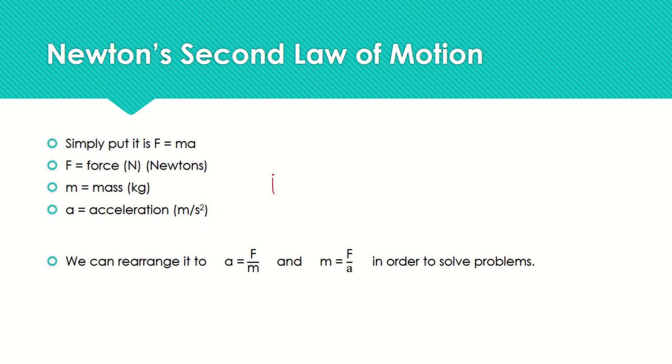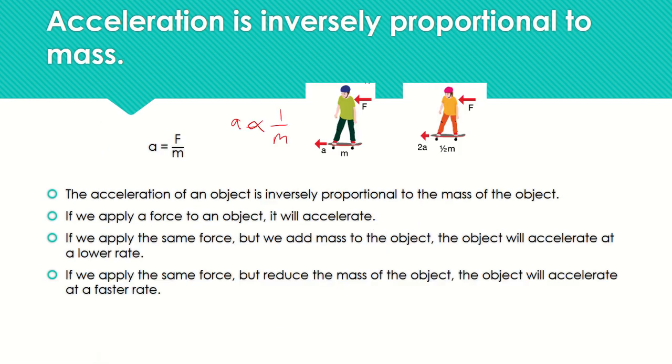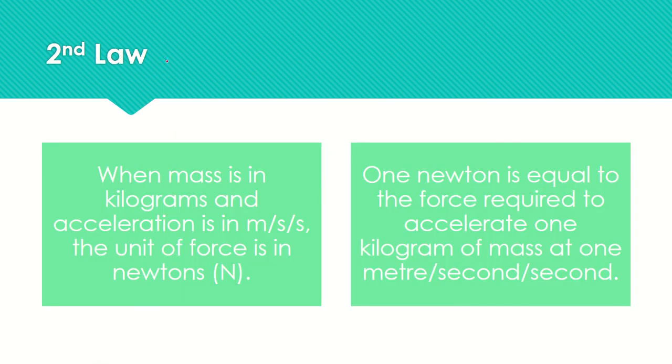And you need to be able to rearrange F equals ma. I'm pretty sure this is the one that's on your formula sheet. You need to be able to rearrange it to this and this. So to get acceleration, you just divide both sides by mass, and it'll be force over mass. And to get mass, you just divide both sides by acceleration, and you'll get mass equals force over acceleration. So as I said, when mass is in kilograms and acceleration is in meters per second squared, then the unit of force is newtons.